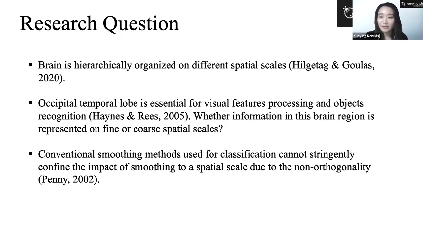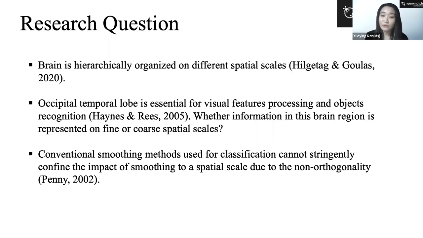However, the question of whether information in this brain region is represented on fine or coarse spatial scales during this visual processing remains debatable. For example, some studies have argued that visual features such as orientation information are represented at fine spatial scales. Others have suggested that visual feature decoding in primary visual cortex reflects a large-scale bias.